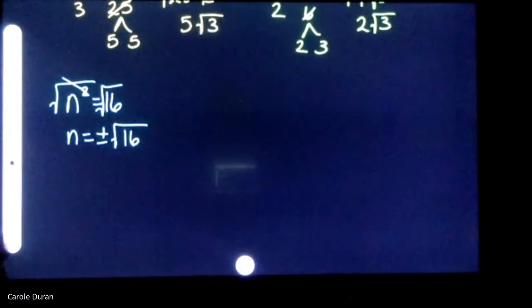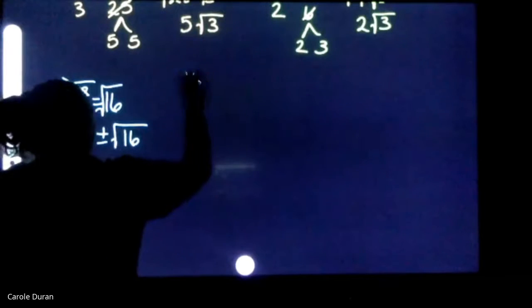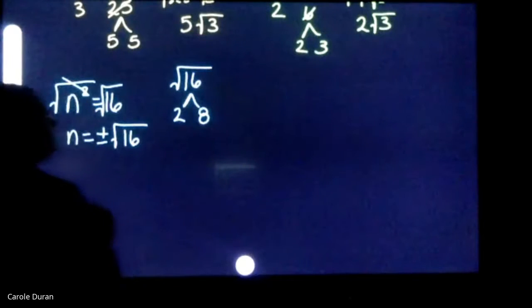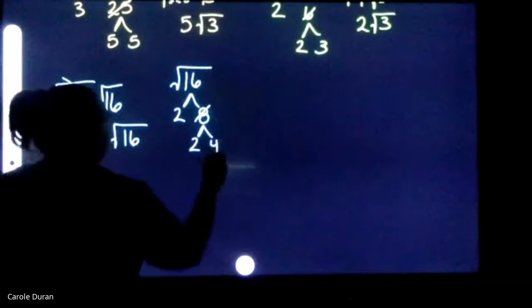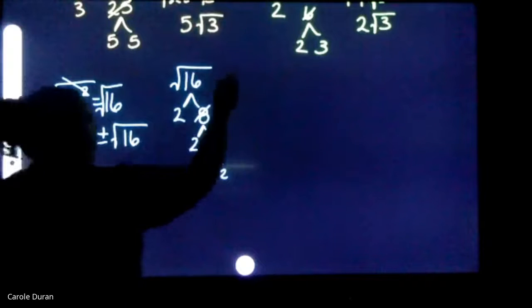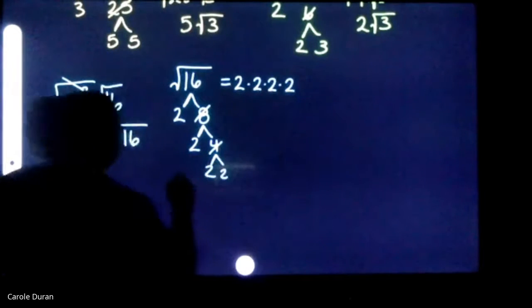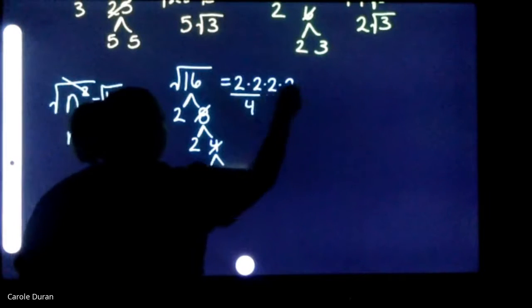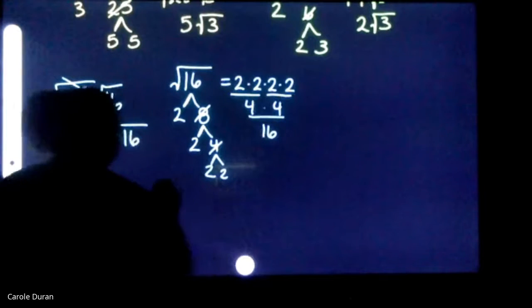I need to reduce that square root of 16, just like we did before. So square root of 16 breaks down into 2 times 8. 2 is prime, 8 is not. 8 breaks down into 2 times 4. And 4 we break down into 2 times 2. So I can go ahead and write this as 2 times 2 times 2 times 2. I put my matches together. 2 times 2 is 4. 2 times 2 is 4. 4 times 4 is 16.